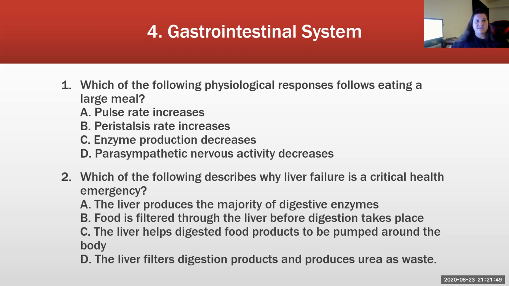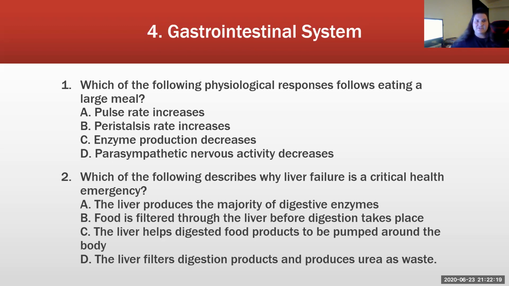So if the pulse rate is increasing, something's happening with the sympathetic nervous system that's increasing it. So if you eat a large meal, your parasympathetic system is going to increase, not your sympathetic. Enzyme production decreases. That's wrong. As you're digesting, your enzyme production drastically increases because you need to digest that large meal. And again, that rest and digest, parasympathetic nervous activity would increase, not decrease.